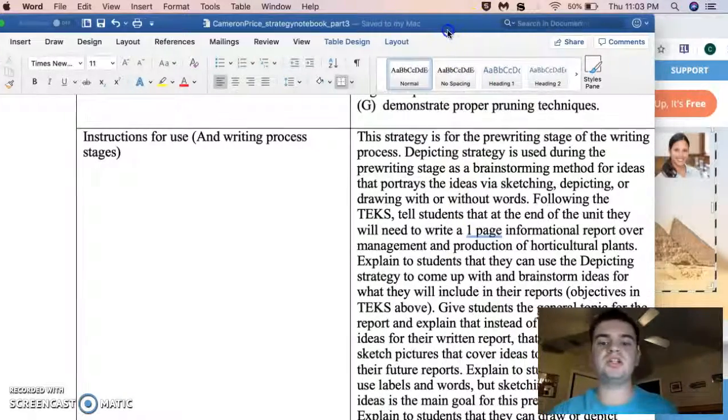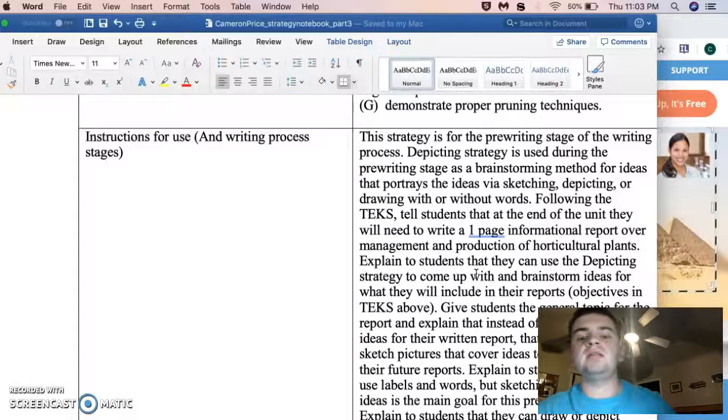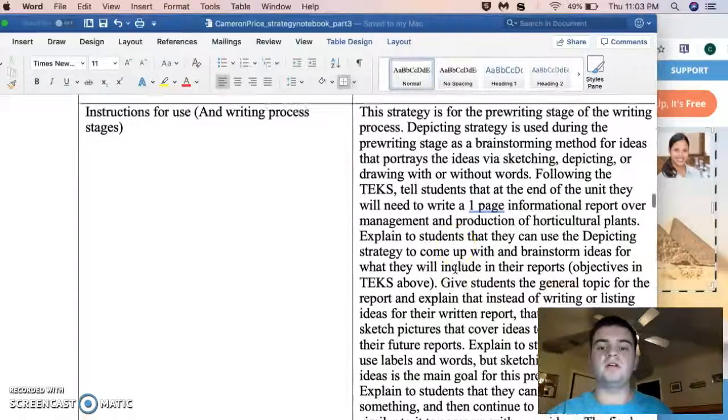This depicting strategy is for the pre-writing stage of the writing process. It's used during the pre-writing stage because it allows for brainstorming ideas and portrays ideas via sketching, depicting, which is where the name comes from. So via sketching, depicting, or drawing of the brainstorming ideas with or without words or labels.